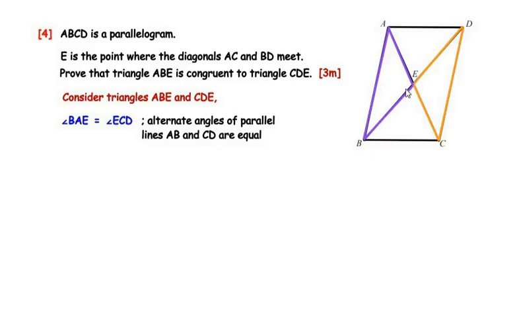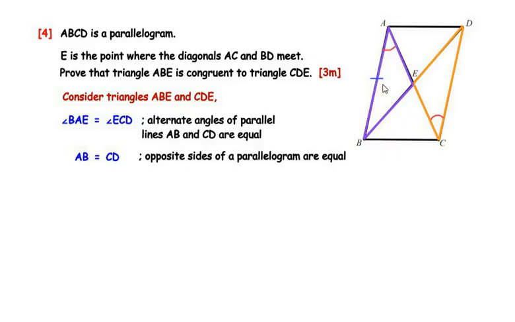Now here in these two triangles, angle BAE, that is this angle, will be equal to angle ECD, that is this angle, because these are the alternate angles of the two parallel lines AB and CD. So here we have written angle BAE is equal to angle ECD, that is alternate angles of parallel lines AB and CD are equal. Next, the side AB will be equal to the side CD because these are the opposite sides of the parallelogram ABCD, so they have to be equal.